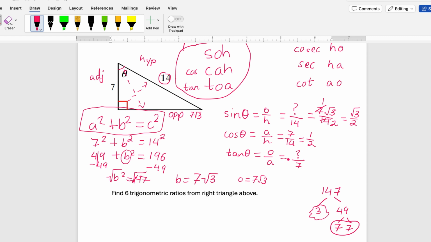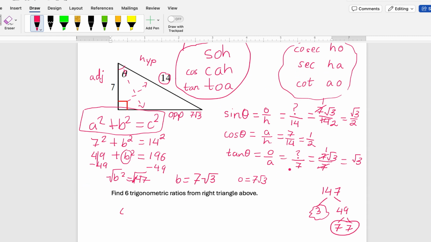Again, for tangent, I'm going to replace the unknown with 7 root 3 and divide it by 7. 7 goes into 7 one time. 1 times root 3 is root 3. So I found my 3 trigonometric ratios. I also told you at the beginning that these are the opposite of these 3 trigonometric ratios, so we are going to find the next 3 as well.